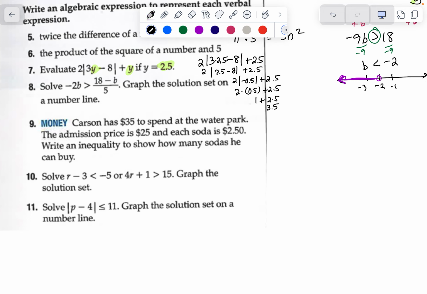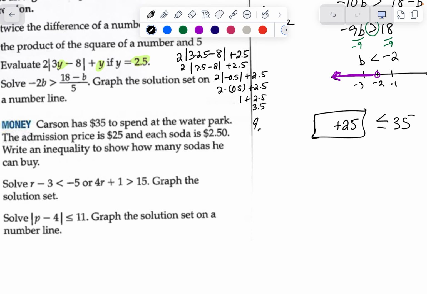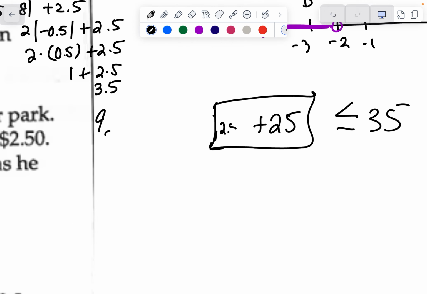It says Carson has $35 to spend at the water park. The admission price is $25, and each soda is $2.50. Write an inequality to show how many sodas he can buy. Well, we know that the amount he spends has to be less than or equal to 35. That's all he's got. Now, he already has spent 25 on the admission. Each soda is $2.50. So let's put 2.50 times P.